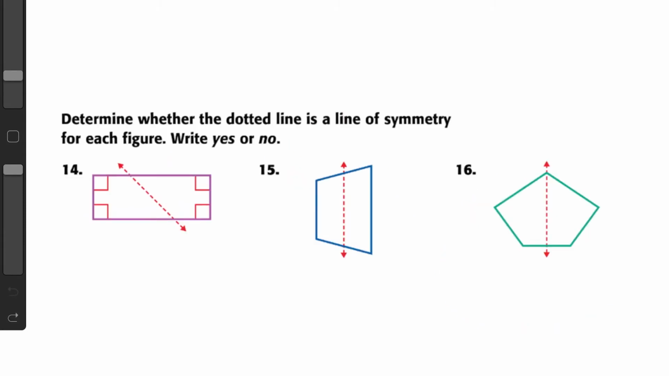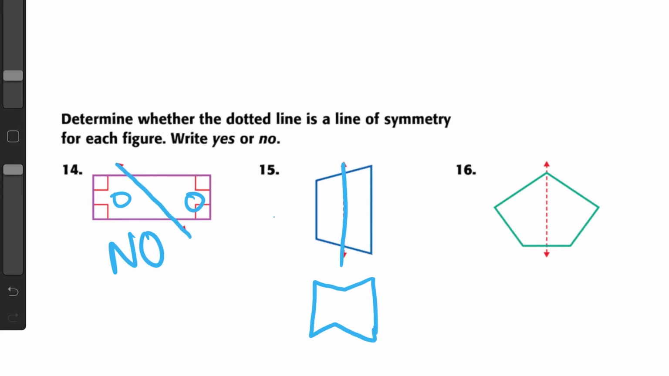Determine whether the dotted line is a line of symmetry for each figure, right? Yes or no. So we've got a shape here, and they have cut it in half this way. So they are wondering, is that a line of symmetry? If we were to take this side, fold it in half, would it match up with this side? The answer is no. All right, this one. If we were to take this side, cut it off so it wasn't there, put this side against a mirror, would our shape look like this? No. It would look something like this. So no.